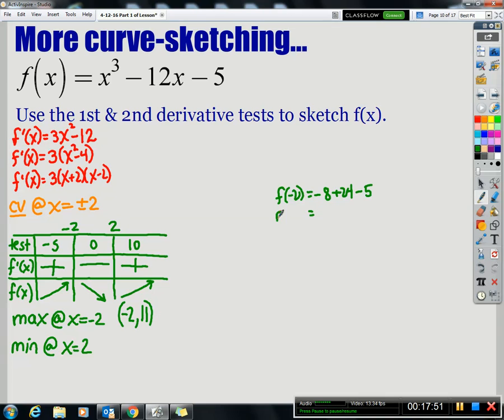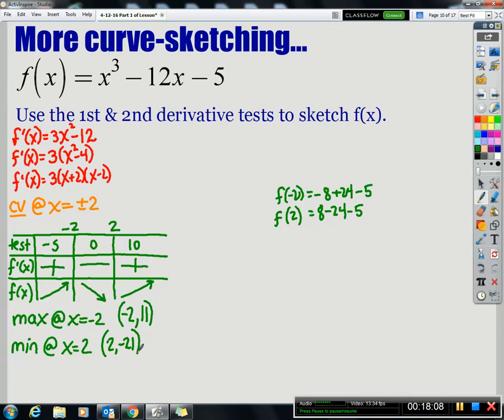And then when I do f of positive 2, 2 cubed is 8. 8 minus 24 minus 5. So 8 minus 24 is negative 16. And negative 16 minus 5 is negative 21.